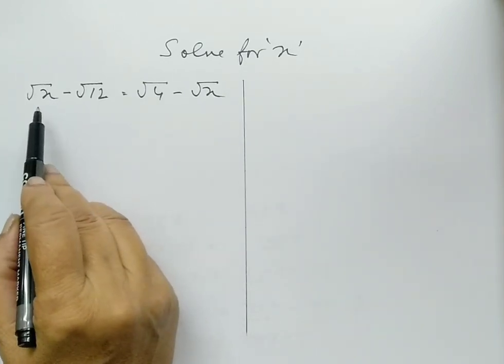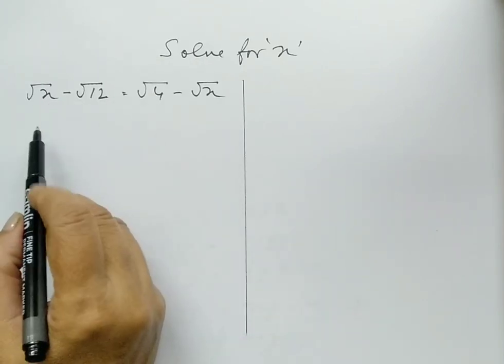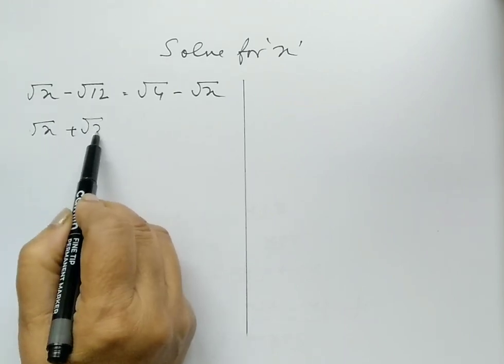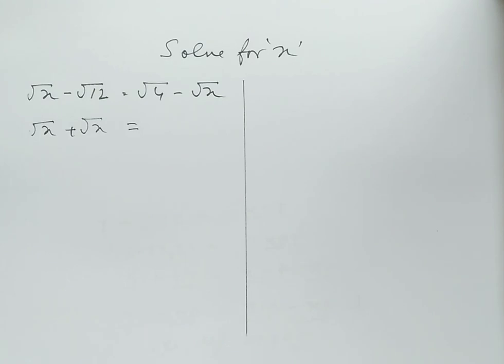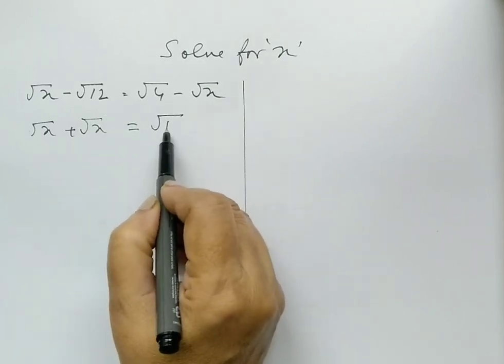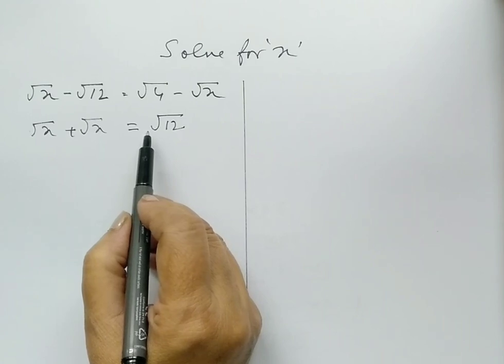So we have root x and root x here. So it's better to collect all the x's on one side. So this is our first step. What next? I think we should take 12 that side. Since there is a minus here, we can put a plus here.